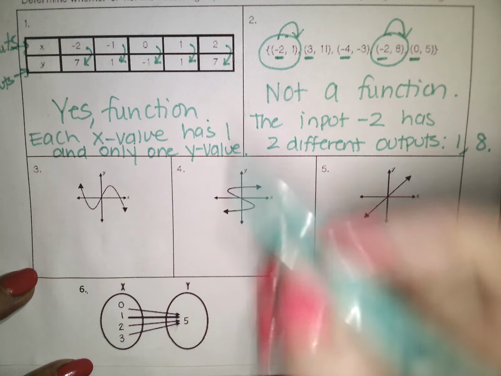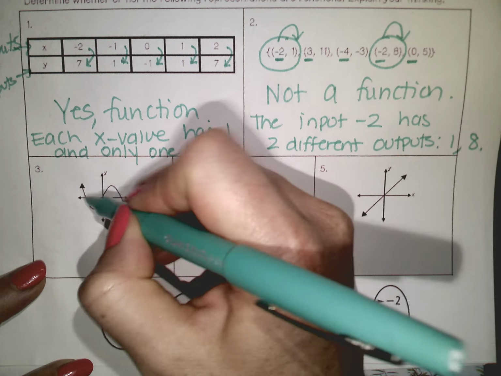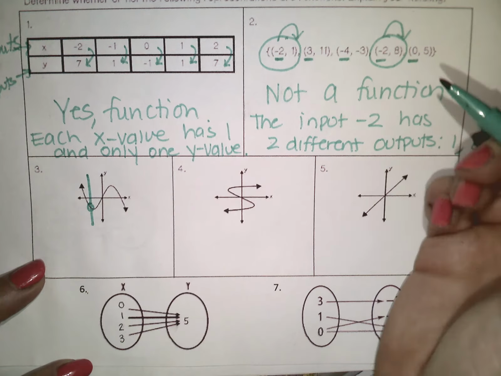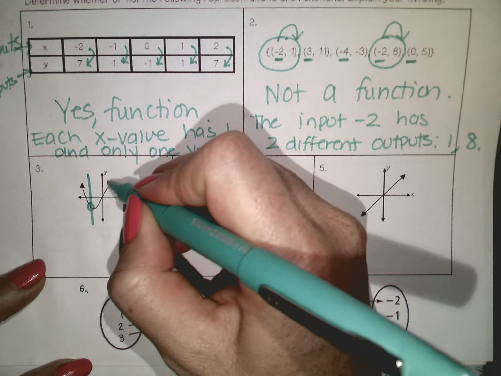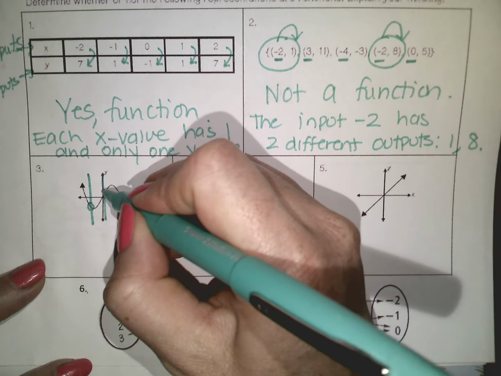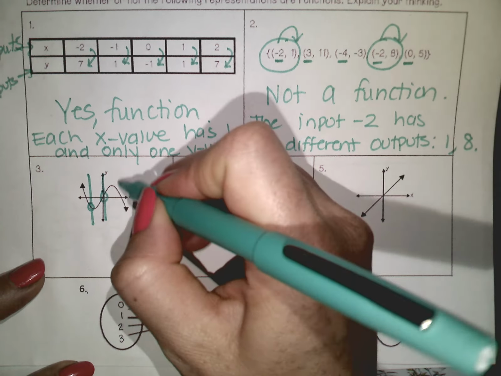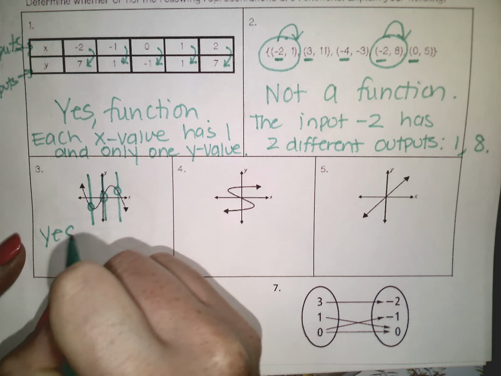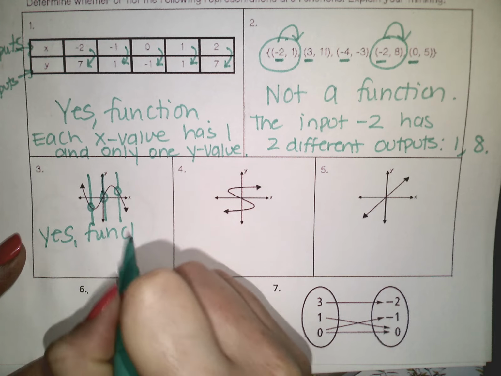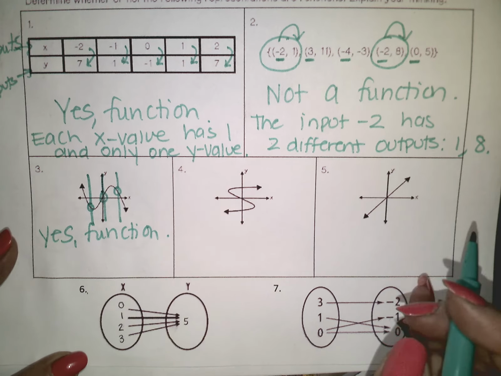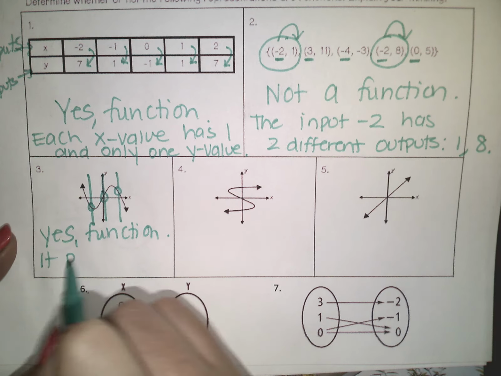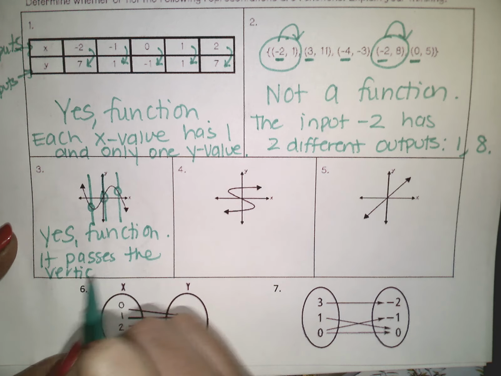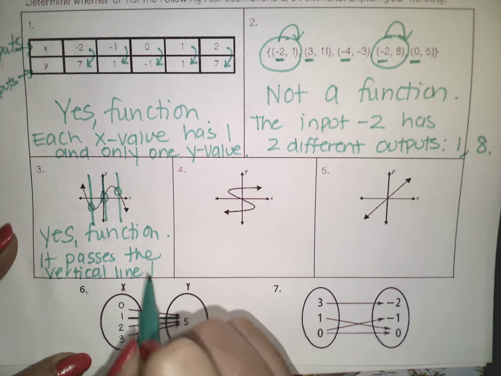So we can draw a vertical line anywhere on this graph, and it can only hit the graph once. If I draw one there, it hits it once. If I draw one right here on the y-axis, it hits the graph once. Right here, it hits the graph once. So yes, this is a function. And what's my reasoning? It passes the vertical line test.